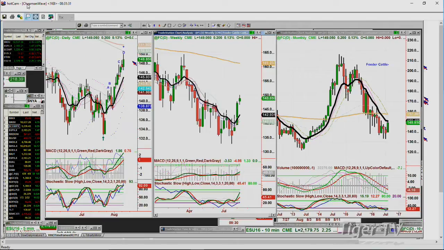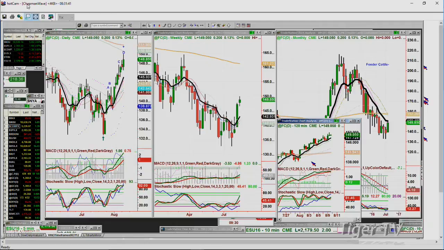So yes, I like what I'm seeing. If you're long feeder cattle, I'd stay long. What I'd be looking at is 145 is the 9-period exponential moving average support. Let me just do a 120-minute chart. This is peak. This is A, B, C, D, E. Yeah, so there could be a little bit of a pullback here. 147.70 is a very near-term support.